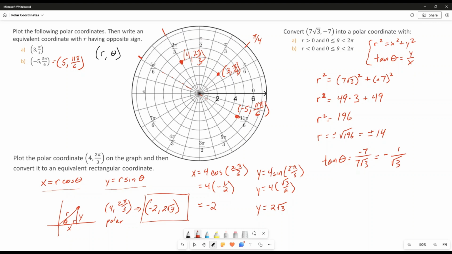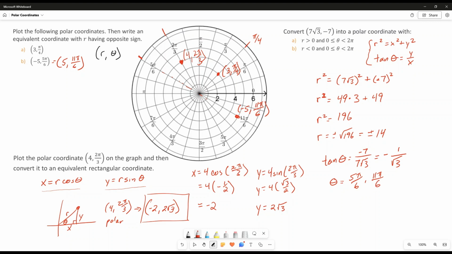So tangent is negative in the second and fourth quadrant. So we need to come up with an angle in the second and the fourth quadrant. And I know that tangent is equal to 1 over root 3 if my angle is a pi over 6. Okay, so I need a pi over 6 angle in the second quadrant. So that would be 5 pi over 6. And I also need an angle in the fourth quadrant. That would be a pi over 6 angle. And so that's going to be 11 pi over 6.